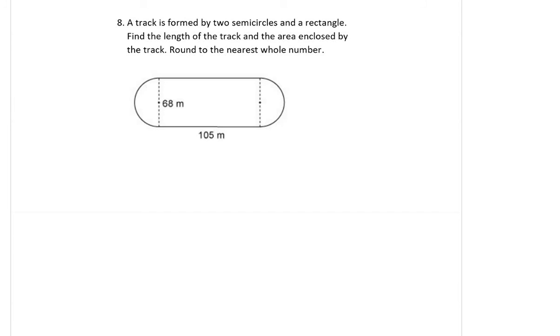Problem 8. A track is formed by 2 semicircles and a rectangle. Find the length of the track and the area enclosed by the track and round to the nearest whole number. So right here we have a half a circle, and right here we have a half a circle. So if we put those two together, we have a whole circle. Now the first problem that I'm asked to find is the distance around the track, and that is a perimeter.